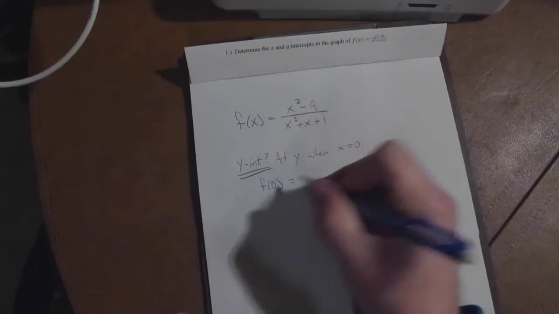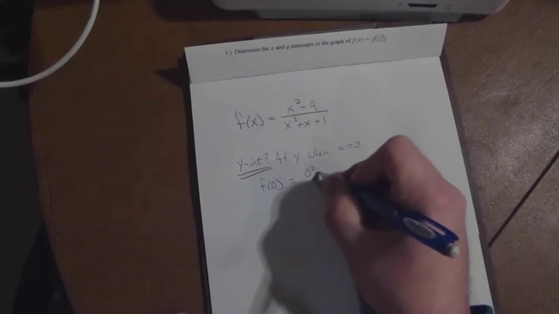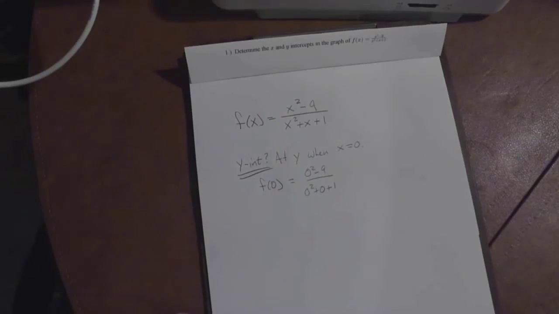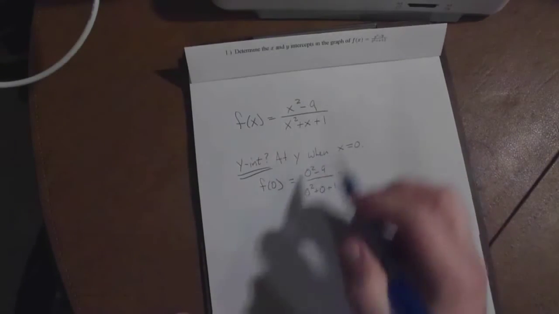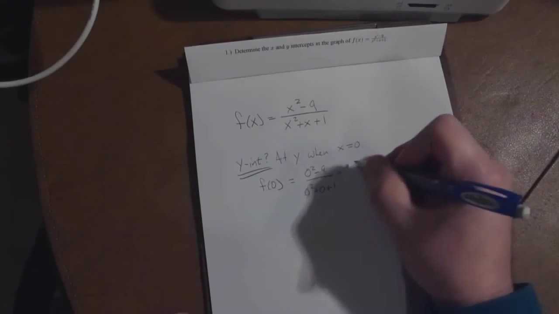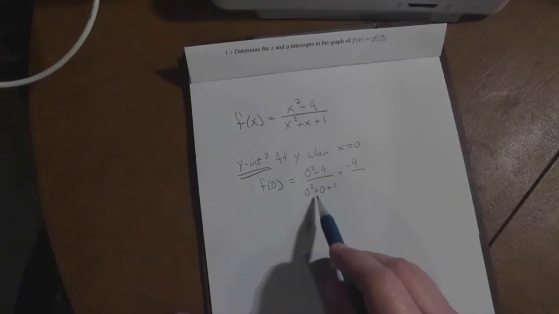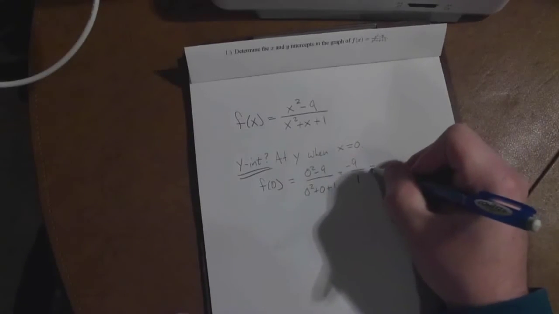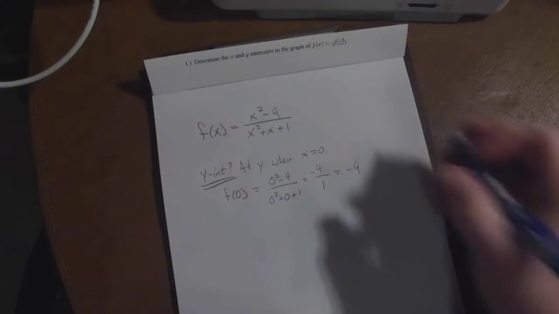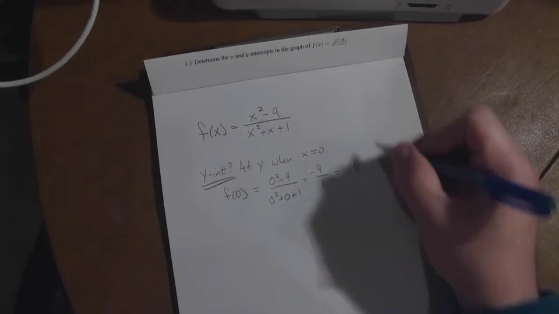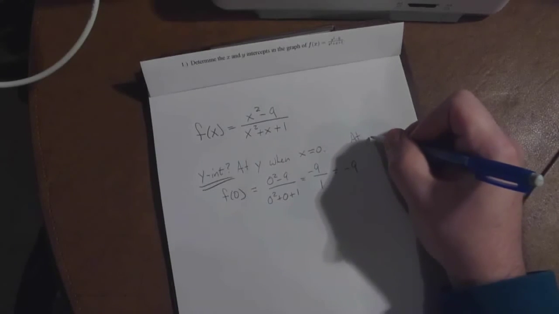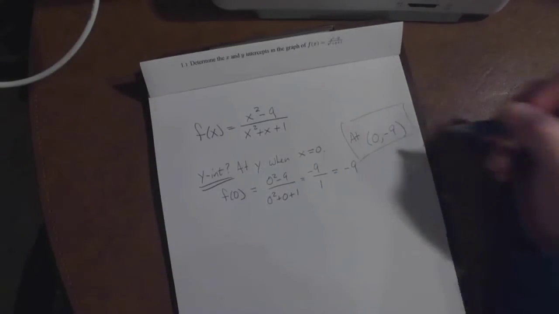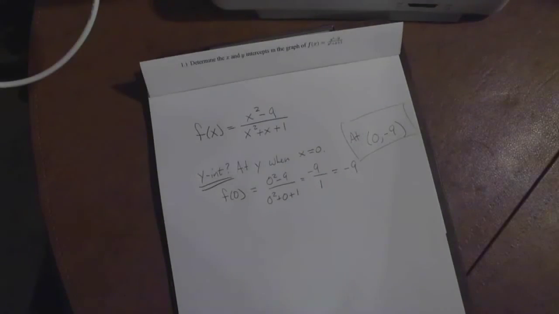If we did plug in 0 into our function, we would end up with 0 squared minus 9 over 0 squared plus 0 plus 1. Simplifying, 0 squared minus 9 in the numerator produces negative 9, and 0 squared plus 0 plus 1 in the denominator produces plus 1. In the end, this simplifies to negative 9 in value. So our y-intercept is at the coordinate (0, negative 9). That is the location of our y-intercept.